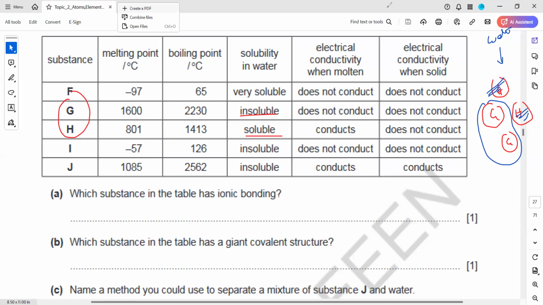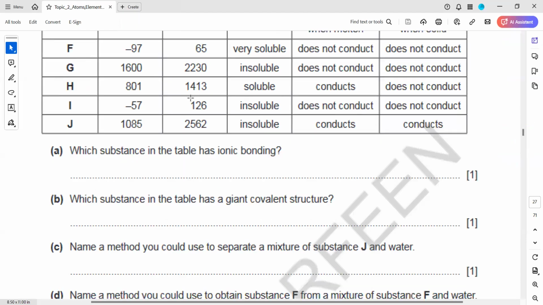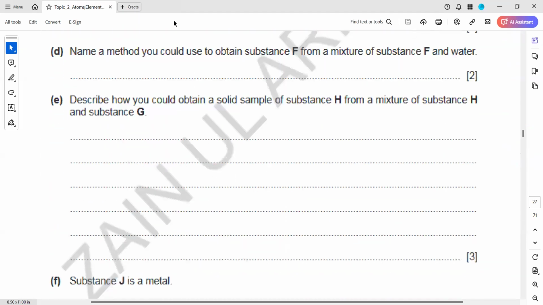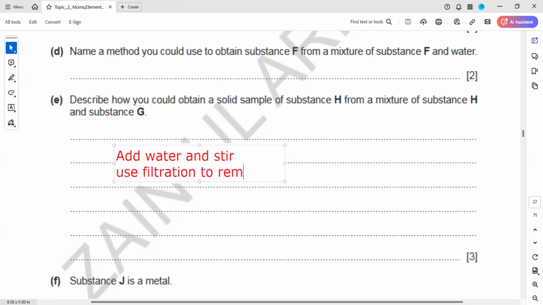So the points, if you want to separate G and H: you will first add water and stir or mix. Then use filtration to remove G, because G is insoluble. First we remove the H.